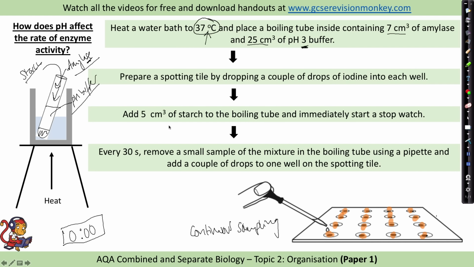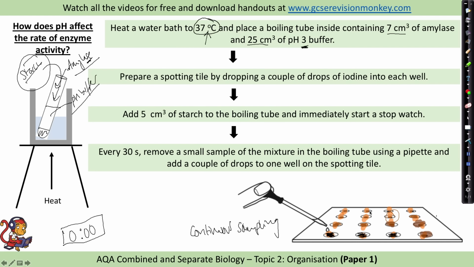Now, in the first stages, our spotting tile well should go black because of the presence of starch, because starch turns iodine black. Now, this will keep going for a while, and then after a while it might go a browny kind of colour, okay, to show that there's a little bit of black in there still, but a lot less than before, maybe into a light brown. And then eventually, after a while, it will remain orange.